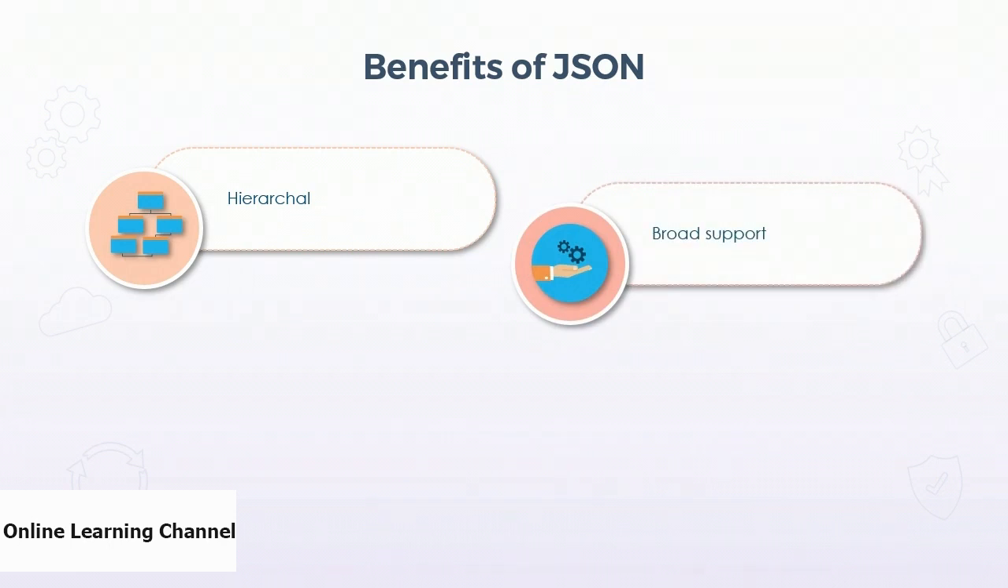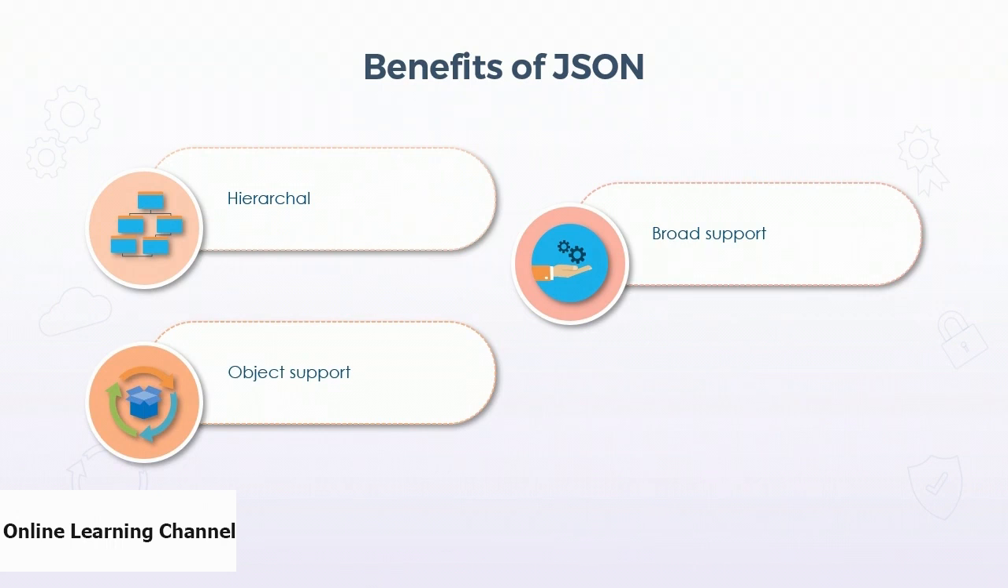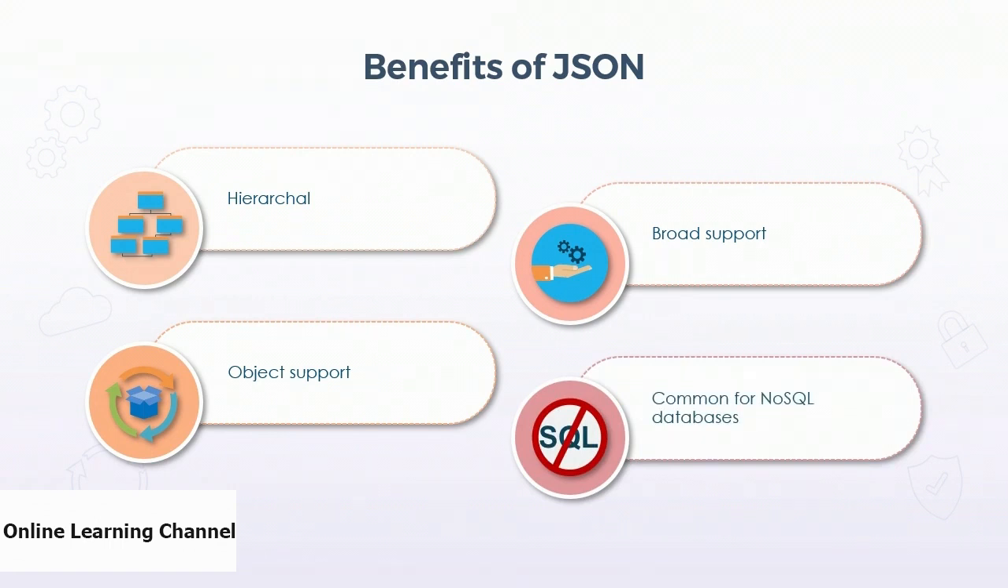There's also broad support for JSON. You'd be hard pressed to find an API or a programming language that doesn't support JSON. In fact, that's the next benefit, object support. Virtually every programming language supports automatic serialization from objects to JSON and deserialization from JSON to objects, no matter how complex. And finally, JSON is so simple and lightweight that it is by far the most common type of data stored in NoSQL databases. In fact, document and graph databases are almost exclusively JSON based.